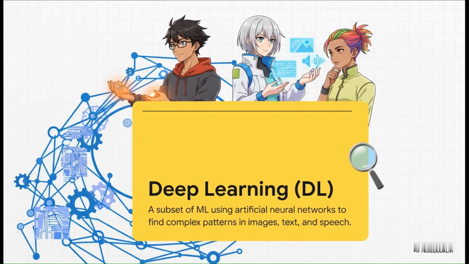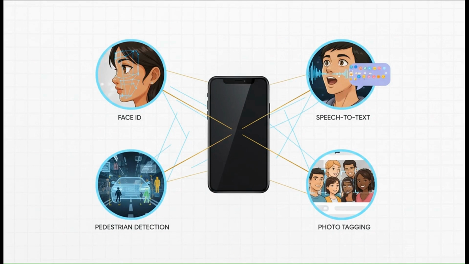And the way it does this is by using something called artificial neural networks, which are these really complex systems modeled directly on the structure of the human brain. And it's that brain-like structure that makes deep learning so incredibly powerful for understanding things like images, human speech, and complicated text. And what's wild is that this super advanced tech is probably in your pocket right now.